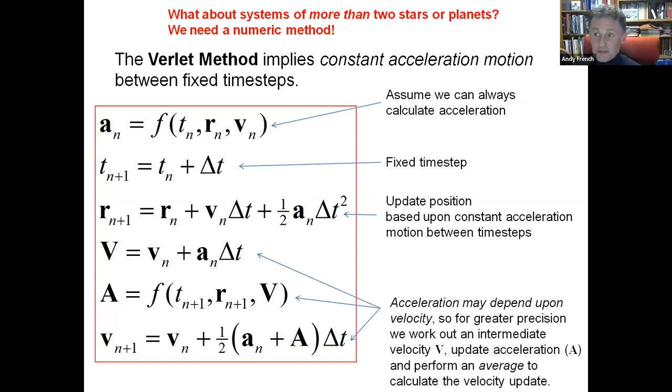We've had two planets where we can use Kepler's laws to work out exactly what's going to happen next. But do we have to do that for a start? And secondly, if we have lots of planets that interact via gravity, how can we determine what happens next? How do we solve that?